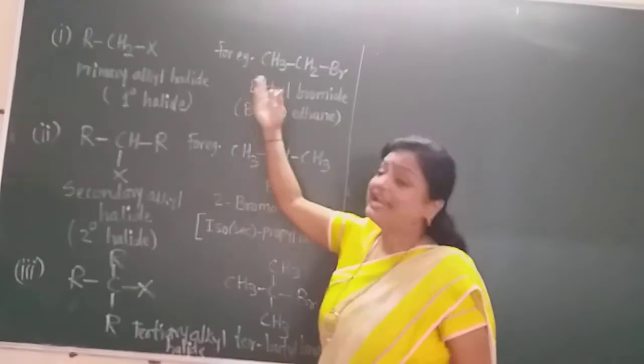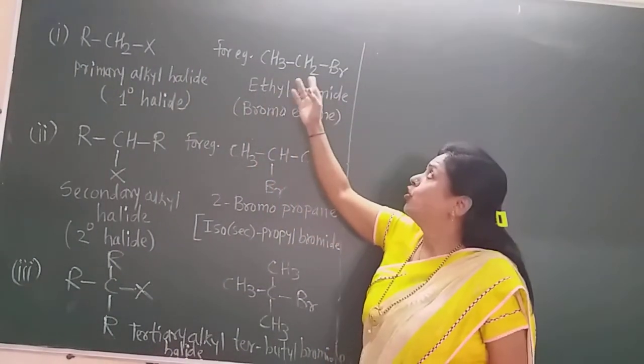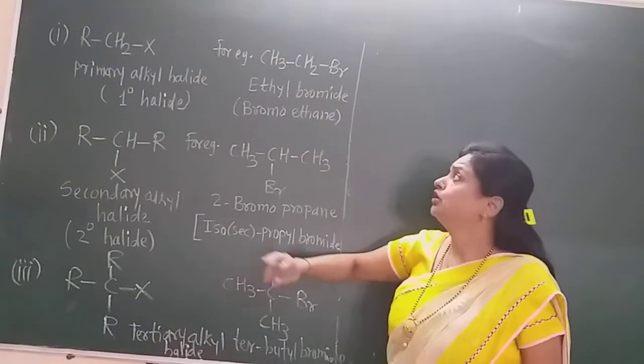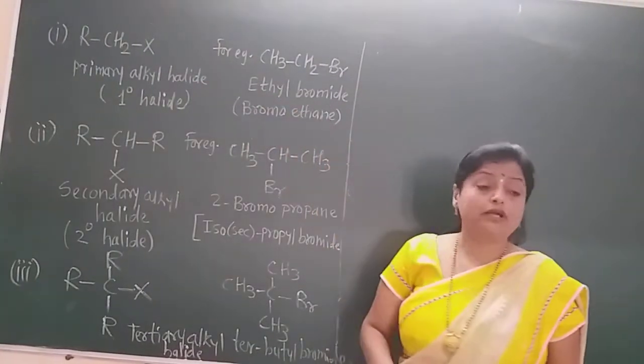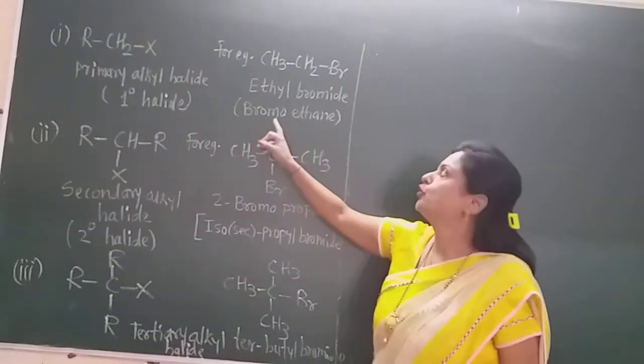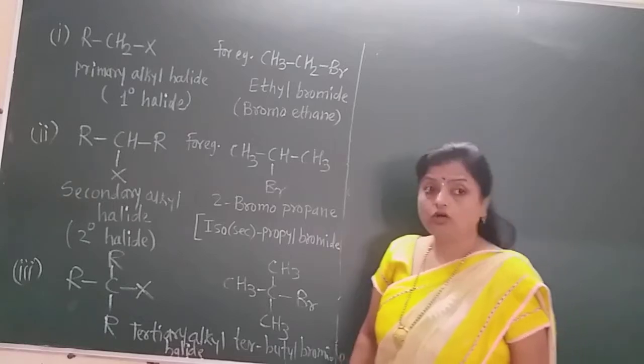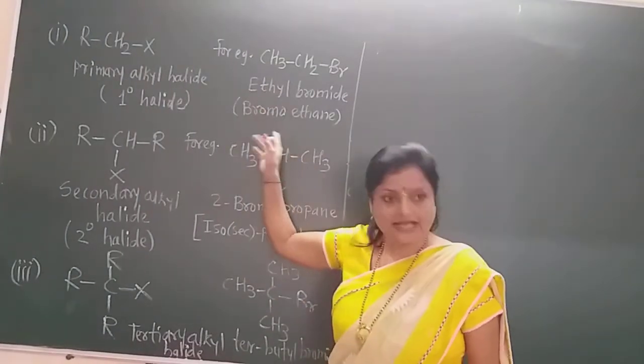Now the best example: just replace this X by any halogen. Here it is bromine, so it is ethyl bromide. But what is the IUPAC name? Bromoethane. Remember, IUPAC names also. This is the common name. This is the IUPAC name.